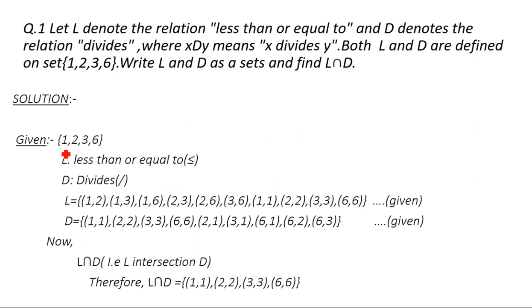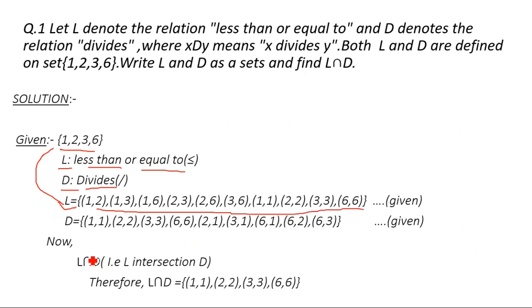Here, the given set is the set which defines the L and D relations. That set is 1, 2, 3 and 6. L is a relation which defines less than or equal to and D is a relation which defines divides. To find the L set, we have to know the elements which are less than or equal to from the above set. So our set L will be this set.